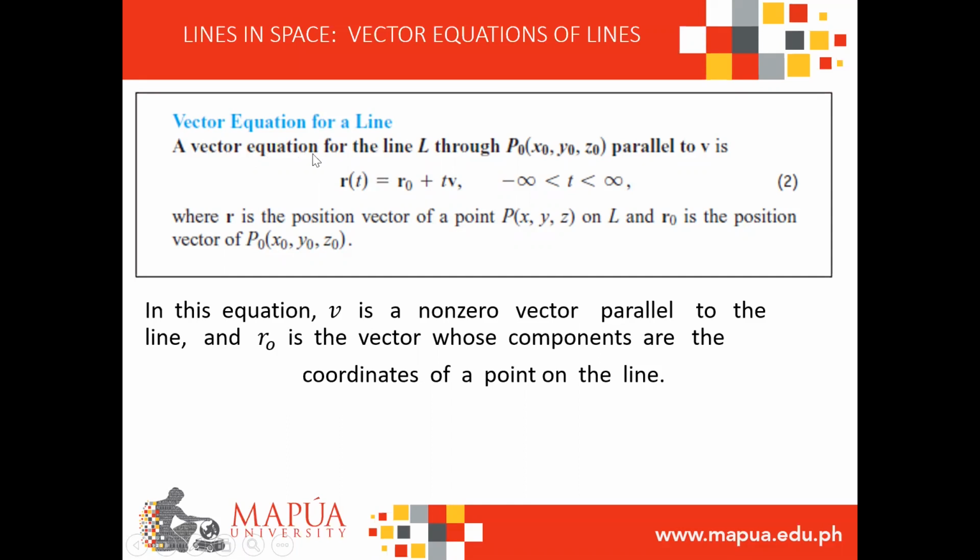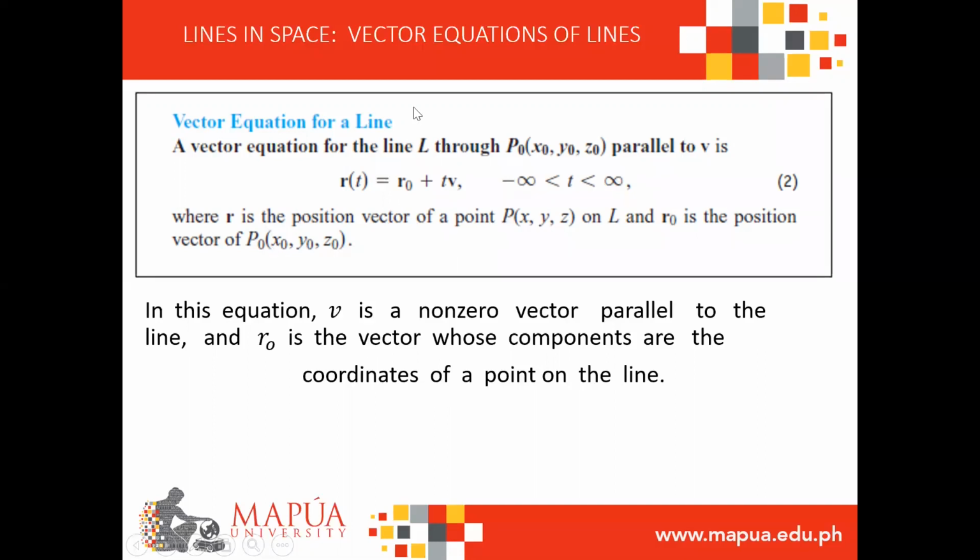By definition, a vector equation for the line L through the given point P sub 0, whose coordinates are x sub 0, y sub 0, z sub 0, parallel to v is r of t equals r sub 0 plus tv, where the domain of t is from negative infinity to positive infinity, or all real numbers, where r is the position vector of a point P whose coordinates are x, y, z on line L, and r sub 0 is the position vector of the initial point P sub 0 whose coordinates are x sub 0, y sub 0, z sub 0.